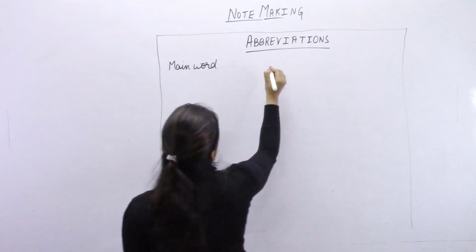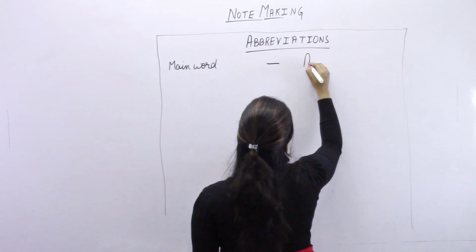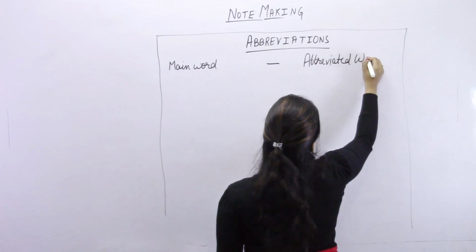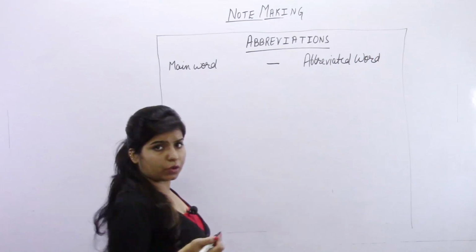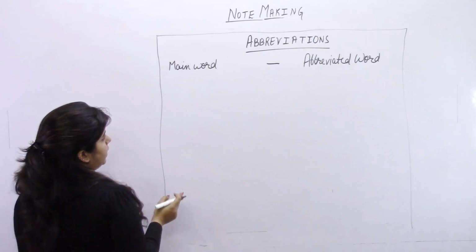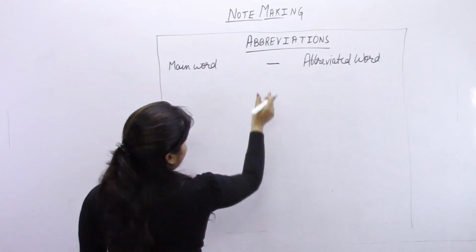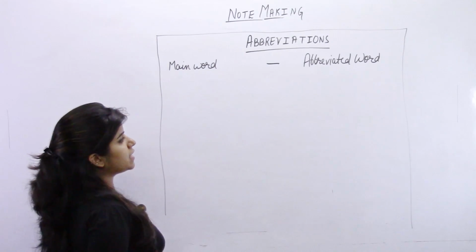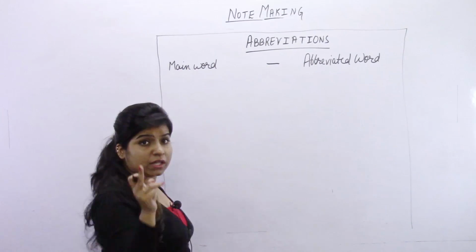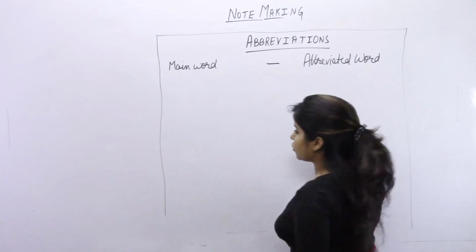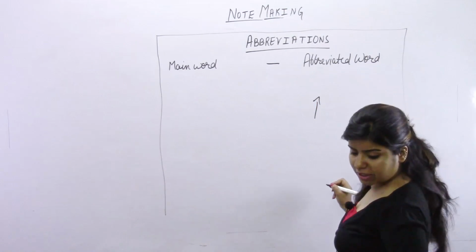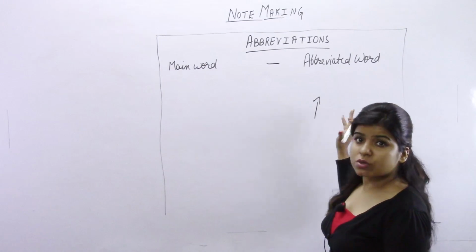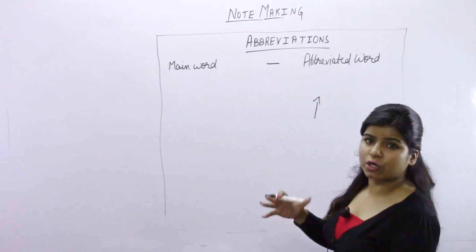Then over here you will be writing the main word, then a hyphen in between, then the abbreviated word. Keep in mind while writing the abbreviated words, your hyphen must be in between. The starting of the main words must be aligned in the same line, same for the abbreviations. One thing you must keep in mind: you can use symbolic representations or the abbreviated form of some words, but using symbols and diagrams is something you must avoid.